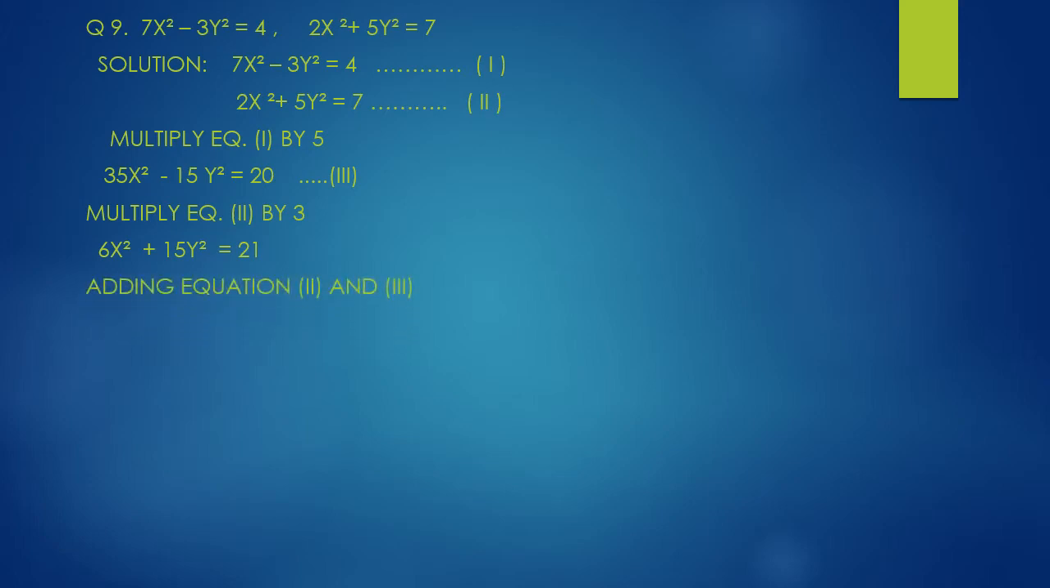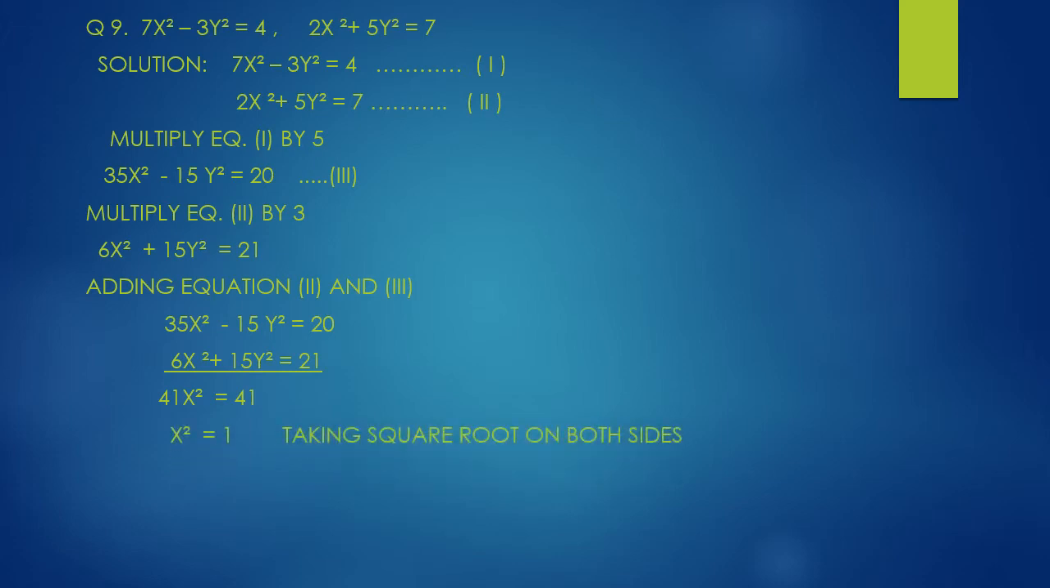Next, adding equation 2 and 3. So 35x square minus 15y square is equal to 20. 6x square plus 15y square is equal to 21. So minus 15y square and plus 15y square are cancelled. So 41x square is equal to 41. Divide 41 on both sides. So x square is equal to 1. Taking square root on both sides, x is equal to plus minus 1. x is equal to 1 or x is equal to minus 1.